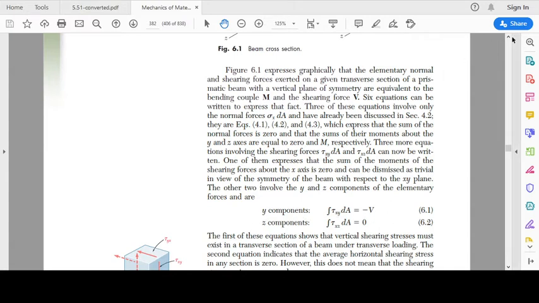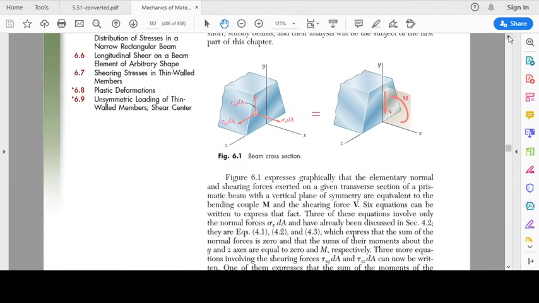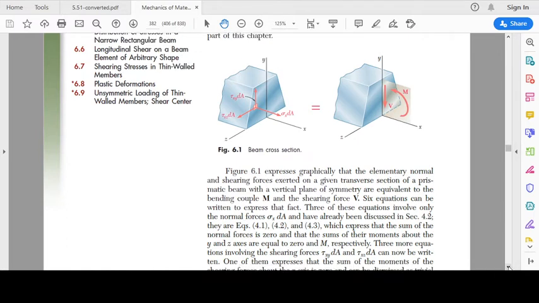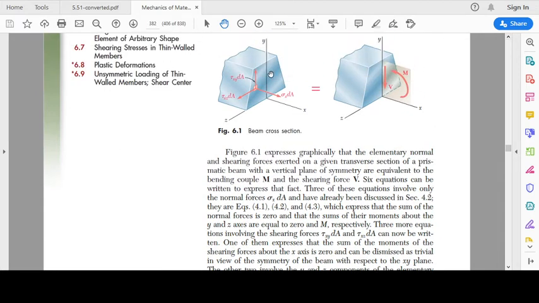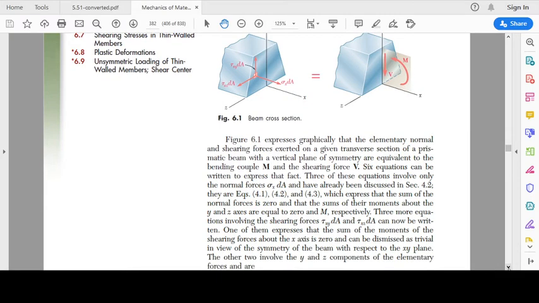And since there is no force applied in the z direction, there is no force acting on the cross section in the z direction, so when we consider the z components, the integral of tau xz dA is going to be equal to 0. Integral of this will be equal to 0 because we don't have a force which is applied on the cross section in the z direction. We only have shear force which is in the transverse direction, the y direction.